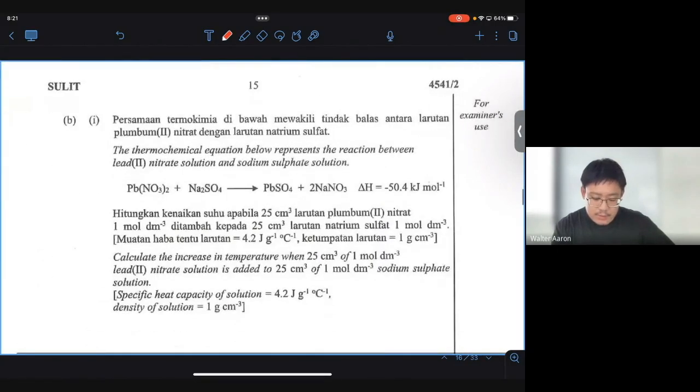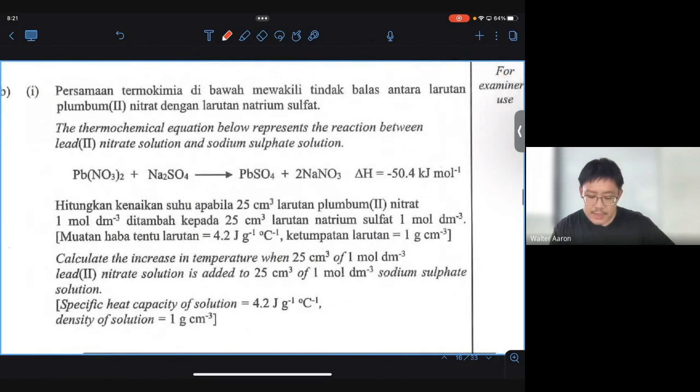B1, right? The thermochemical equation below represents the reaction between lead(II) nitrate solution and sodium sulfate solution.